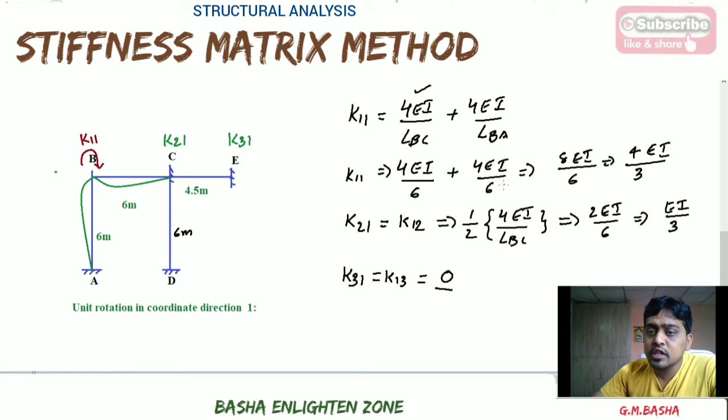Then these are the forces, please remember. K11 will be equal to 4 EI by 3. K21 will be equal to EI by 3. Similarly, K31 will be equal to 0. Then we will move to the next point.